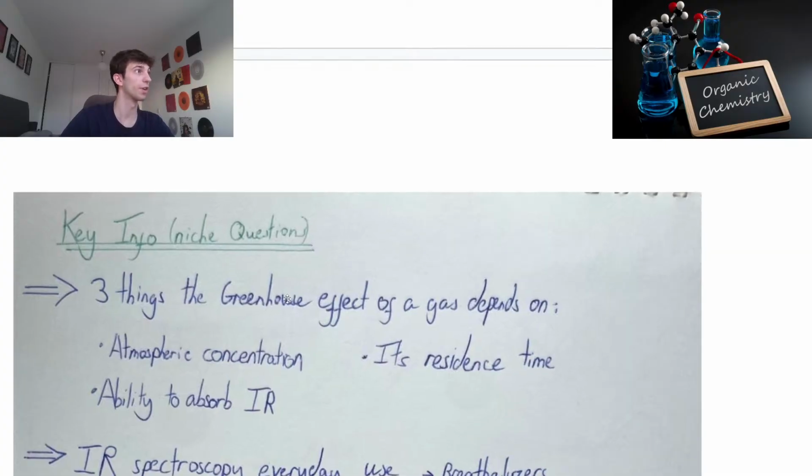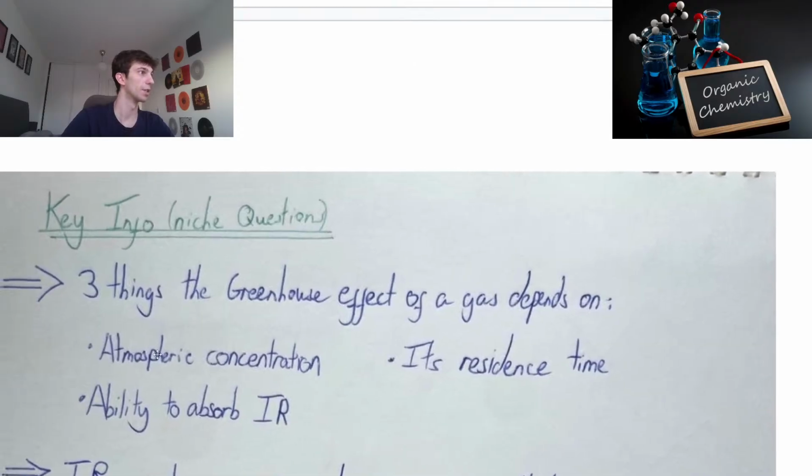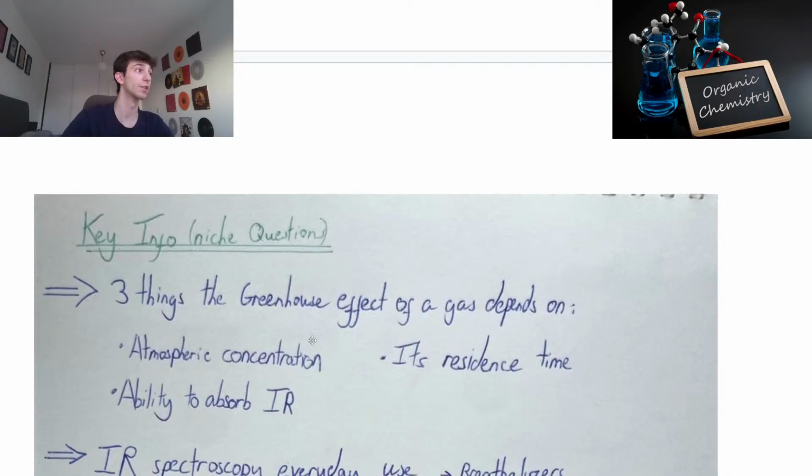This was one thing that was really not taught well for me as well in my A levels. This is a key thing to know. These are the three things that affect it. Three things the greenhouse effect of a gas depends on: residence time, ability to absorb infrared, atmospheric concentration.